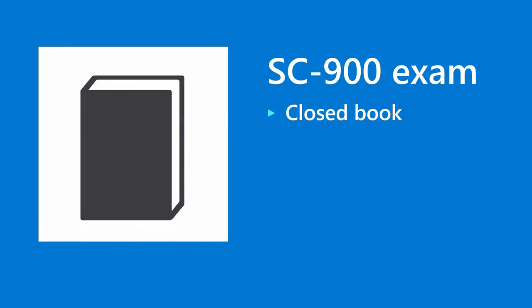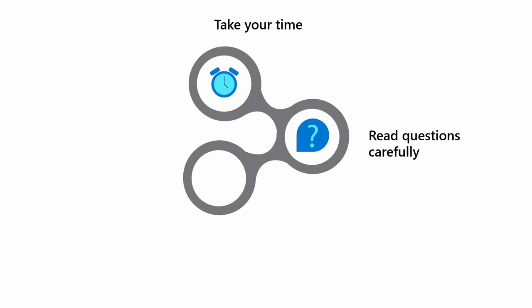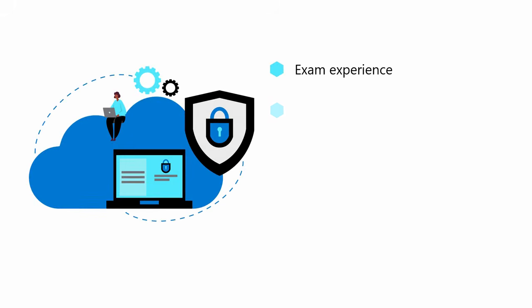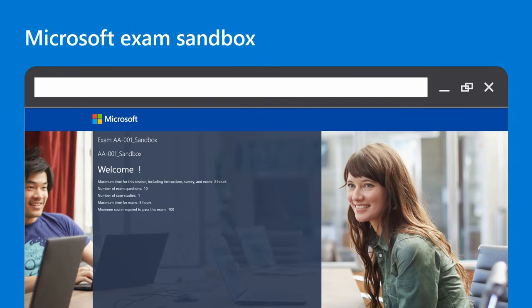The SC-900 is a closed book exam, meaning that you cannot bring any study or exam materials into the examination with you. A score of 700 or greater is required to pass. And finally, take your time and read the exam questions carefully. Try to leave some time at the end to review your answers. To get a feel for an exam, go ahead and review some possible exam formats and question types from the Microsoft documentation. In the reading Preparing for the Exam, you have access to Microsoft's Exam Sandbox environment, which was created to demo the interface that hosts exams.